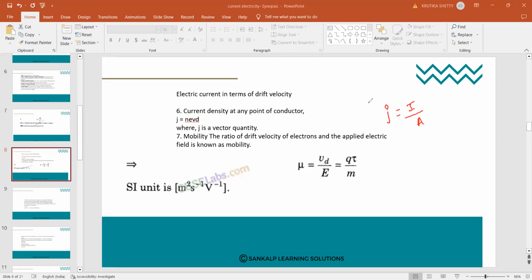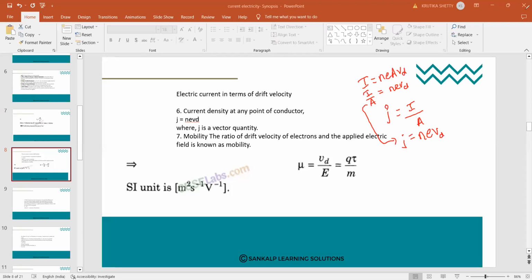Here we have one more formula for this current density, that is J is equal to NE VD. So this is what the current density is equal to. If you want the current, it will come I is equal to NEA VD. So when I take A to the denominator, I by A is equal to NE VD. So what is I by A, girls? That is nothing but the current density. Right? Did you understand?